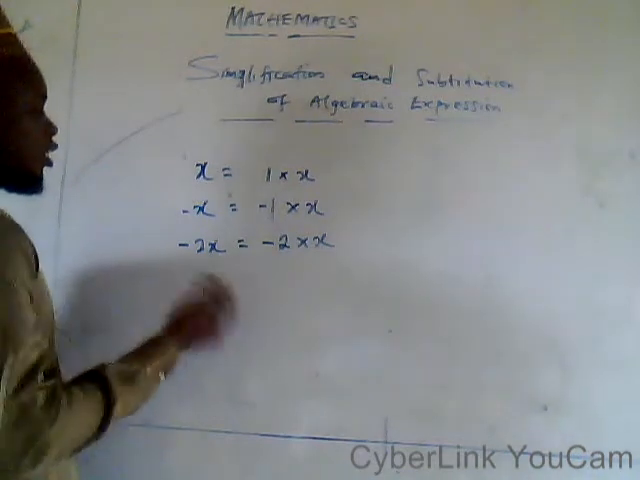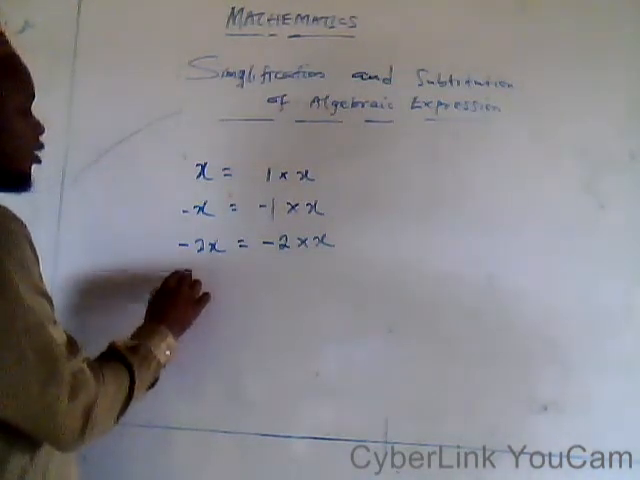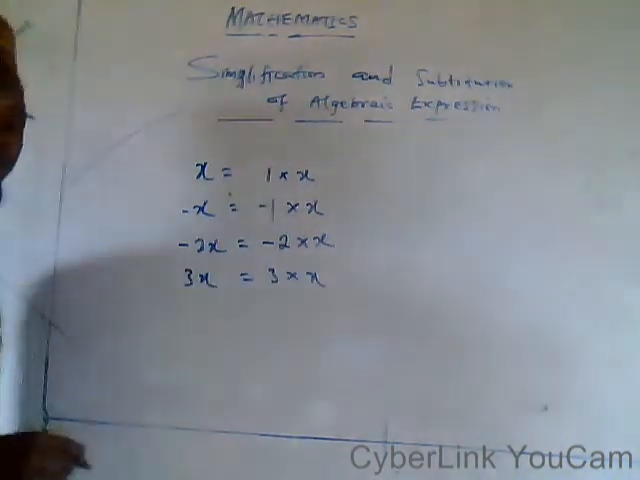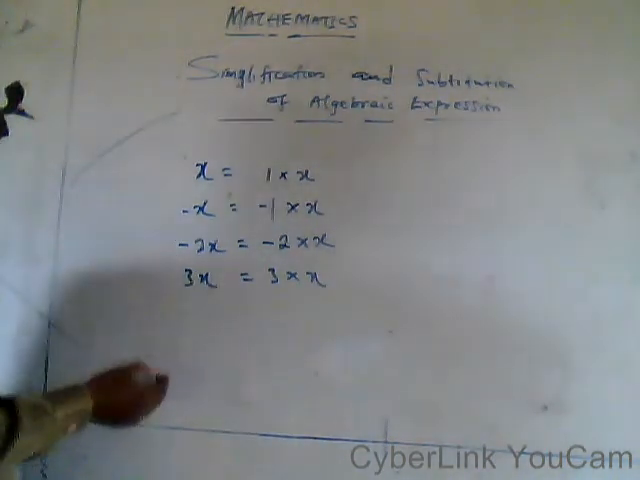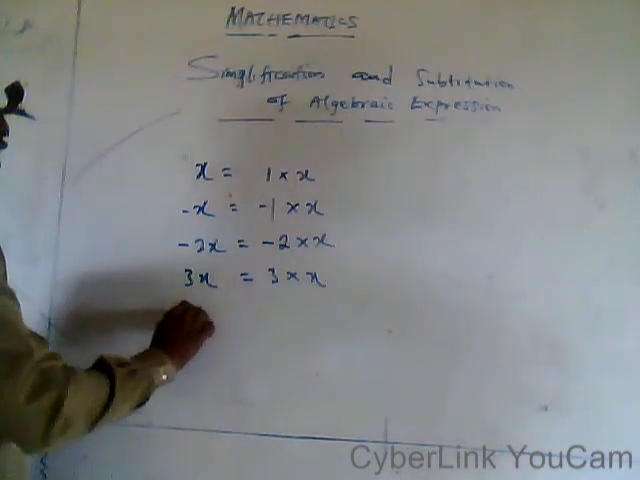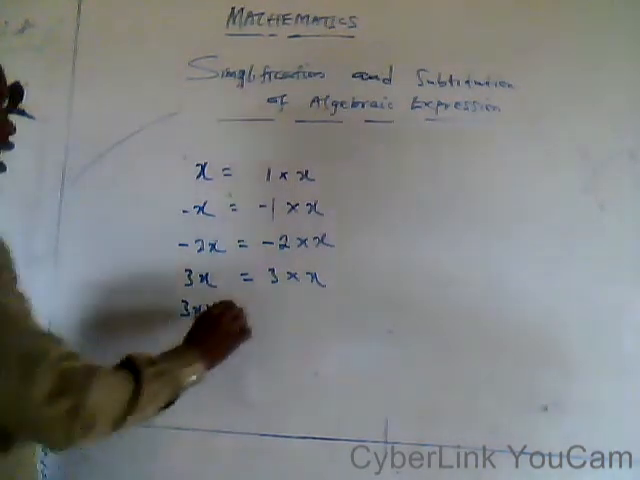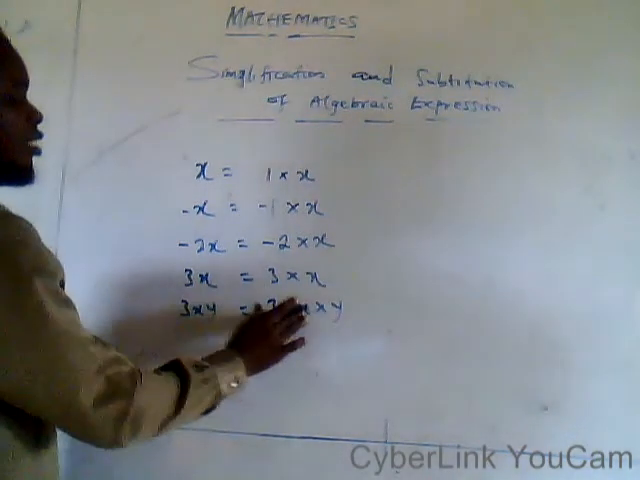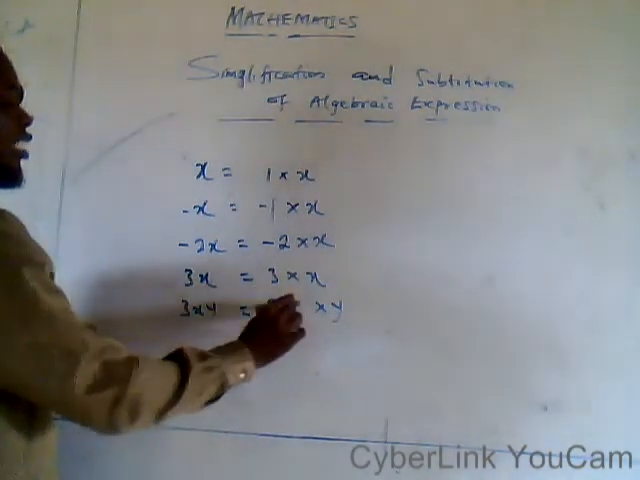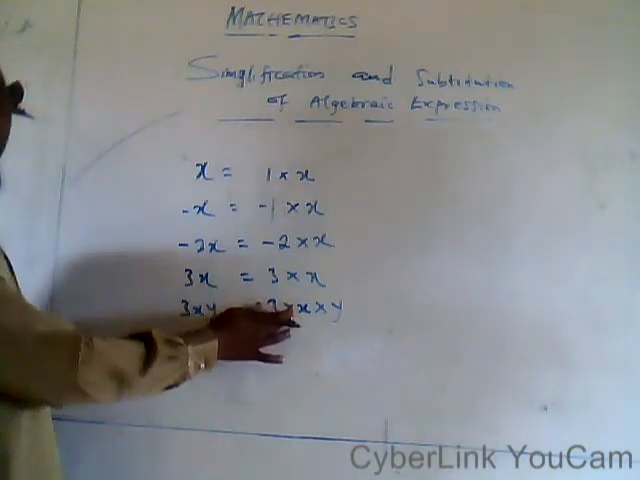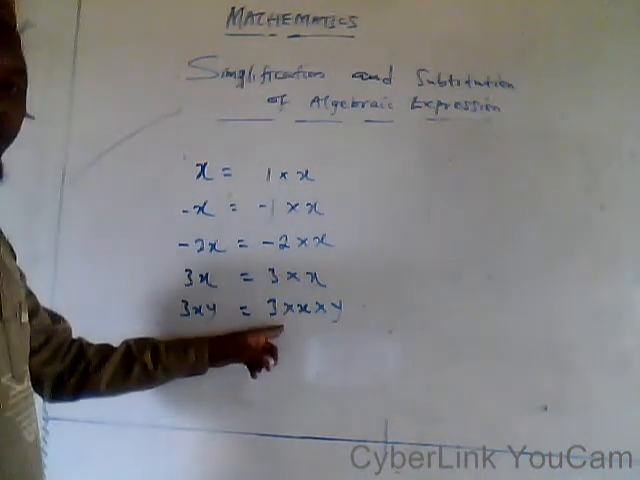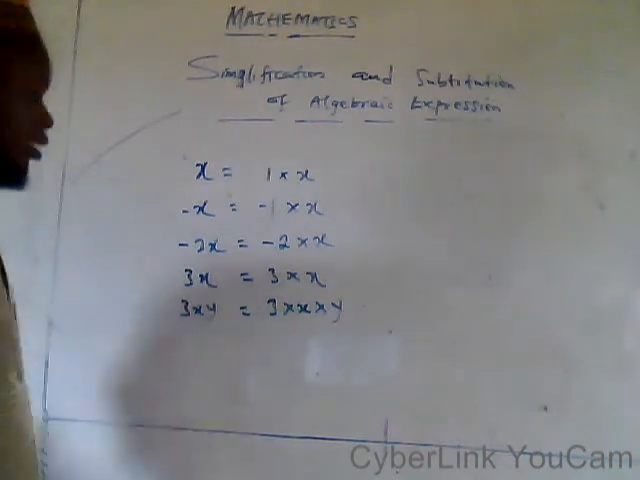So let's say you now have 3x. This one means 3 multiplied by x. What if you have 3xy? Your 3xy means 3 multiplied by x multiplied by y. Please take note of the sign here. This sign is for multiplication, while this one is the algebraic value for the letter x.